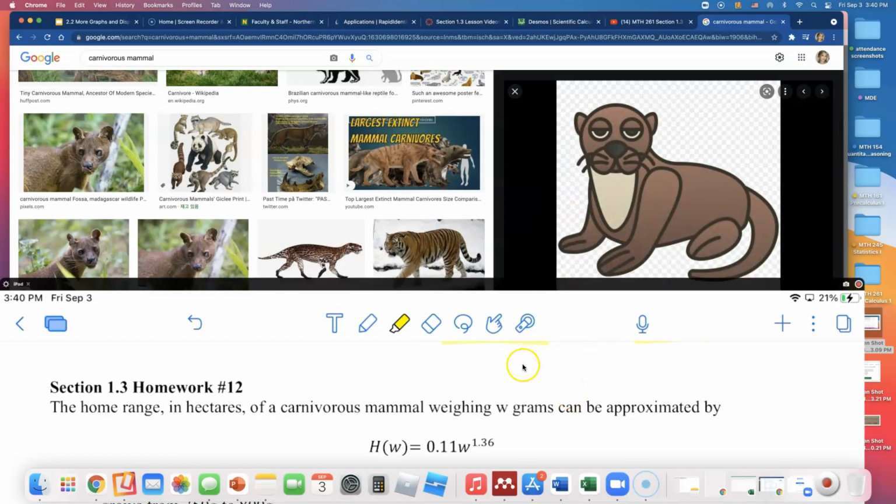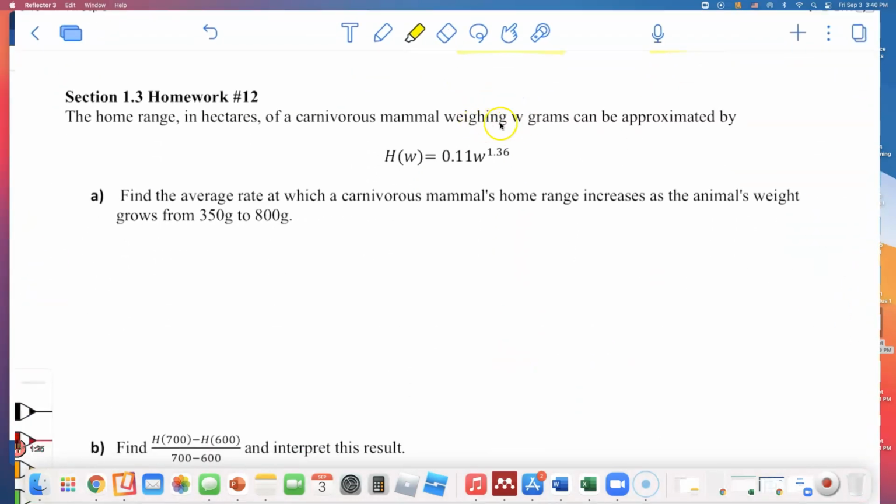Okay, so the home range of a carnivorous mammal weighing W grams can be approximated by this function. How interesting. The home range is the area where they go around, hunt, play, and sleep, and I guess it depends on their weight. This is not a polynomial function. I thought it was an exponential function for a second, but it is 0.11 times W raised to the 1.36 power.